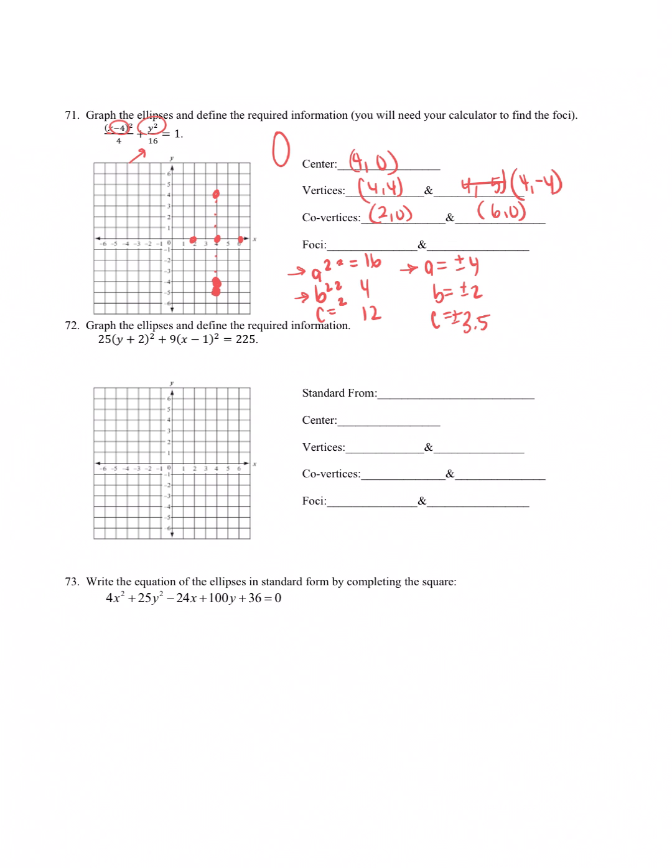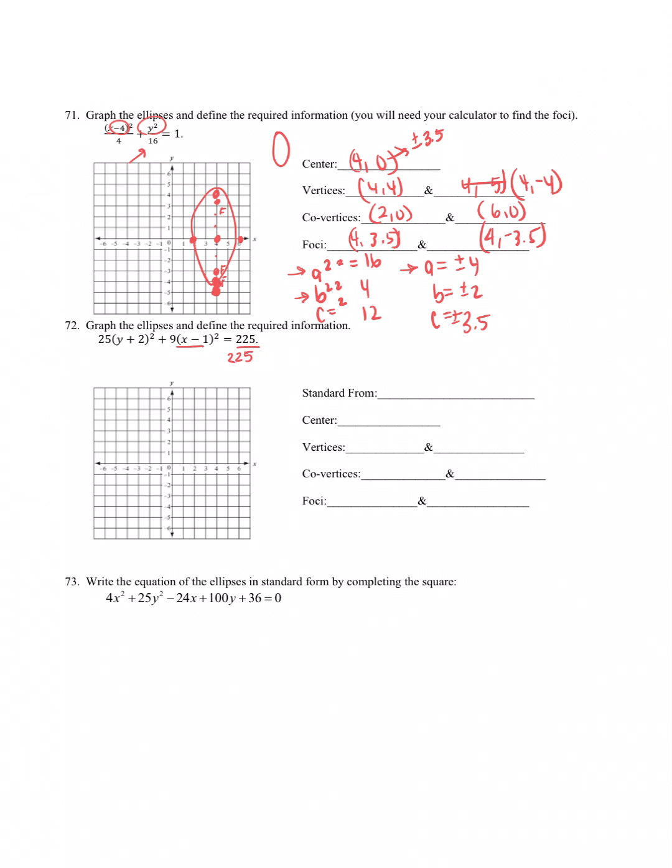And the foci is going to go close to the vertices, plus or minus 3.5. So that's the F there. Right about here is the F. So I'm going to get 4, comma, and if I take this and plus or minus 3.5, what I'm going to get is a 3.5 and a negative 3.5. And there it is.